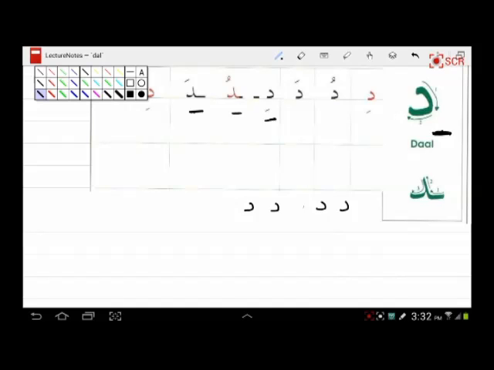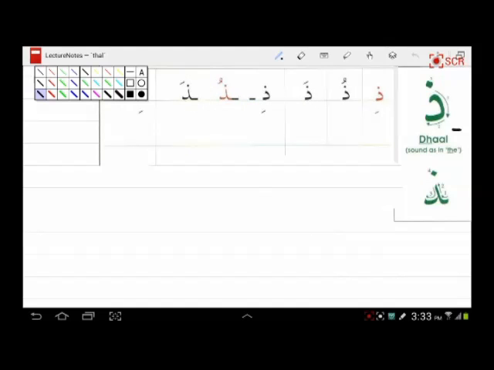Now, if it's an initial, as I said, it remains the same. It cannot be connected to something from the left side. But how about the middle and the final? That's quite easy. A dash and I connect it to the dal like this. Okay? The dhal is exactly the same. The difference is in the dot. We have just a dot on the top.